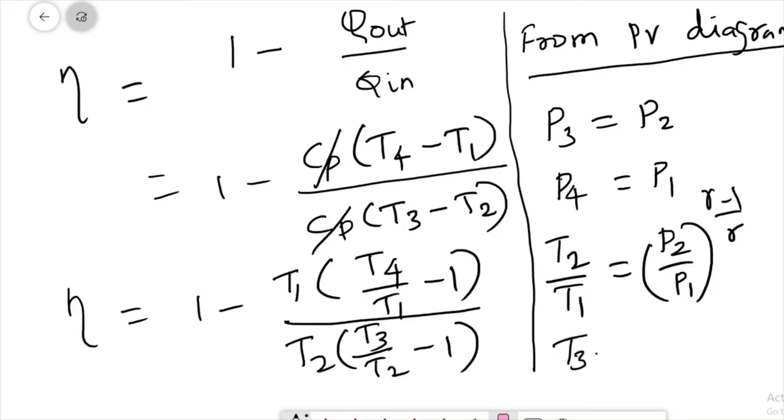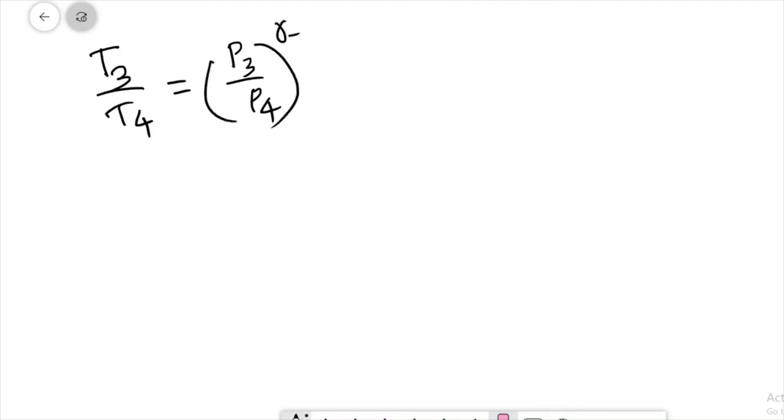That happens between states 3 and 4. So T3 by T4 equal to (P3 by P4) whole power (gamma minus 1) by gamma. So we need to simplify this further. How are we simplifying this? Let us see. We have written T3 by T4 as (P3 by P4) whole power (gamma minus 1) by gamma. And we have noted P3 is nothing but P2, so this can be simplified as P2 by P4, and P4 is nothing but P1. So we can replace it with (P2 by P1) whole power (gamma minus 1) by gamma. So now we got T3 by T4 equal to this.